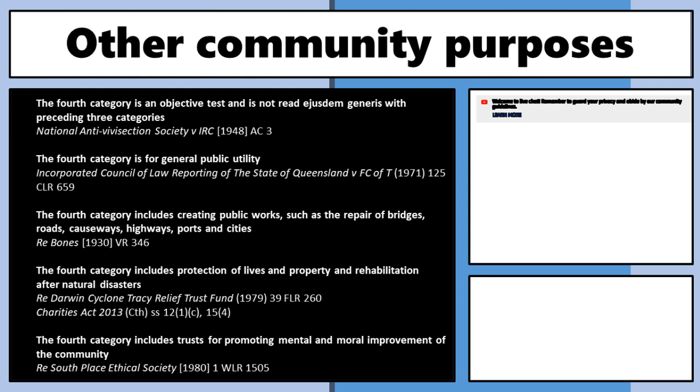Because this fourth limb is deliberately expressed in very broad terms. When I say other purposes beneficial to the community, I mean, by default, by the way, that has a public benefit test. You've got to prove it's for the community. And in the Law Reporter's case, they argued that the production of the law reports, I'm not sure which state, it's Queensland law reports, it's in the name, they argued that the creation of law reports was beneficial to the community.